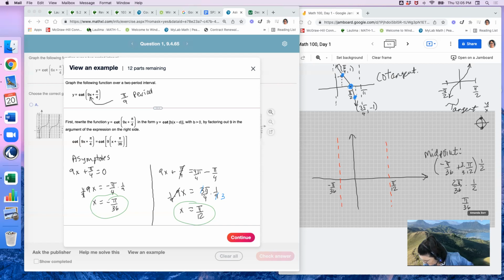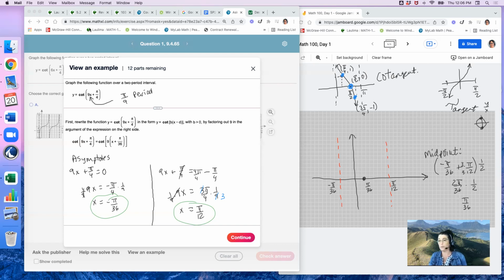So that would be this original point right here, pi over 2, 0. That's the midpoint between the asymptotes, and the output there is 0. Okay, so my new key point is the midpoint at pi over 36, and that's going to be my x-intercept.